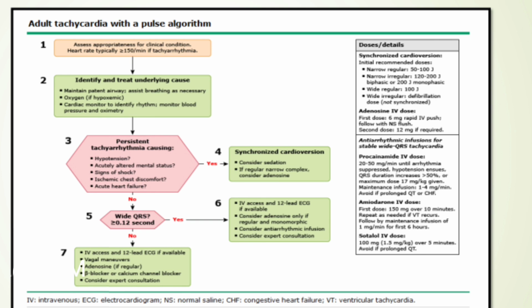Now again, for synchronized cardioversion, the initial recommended dose mentioned by the AHA is 50 to 100 joules for a narrow regular complex, and 120 to 200 for a narrow irregular, either biphasic or monophasic. If it is a wide regular it is 100 joules, and for wide irregular a defibrillation dose is to be used. These are the doses of electrical shock used for synchronized cardioversion. Then consider the procainamide infusion, amiodarone dose, and sotalol dose also, as mentioned in the algorithm. So this concludes the adult tachycardia algorithm.